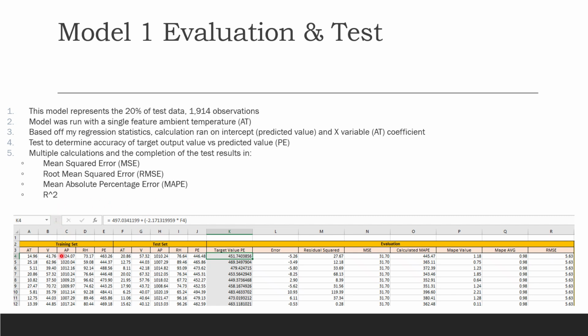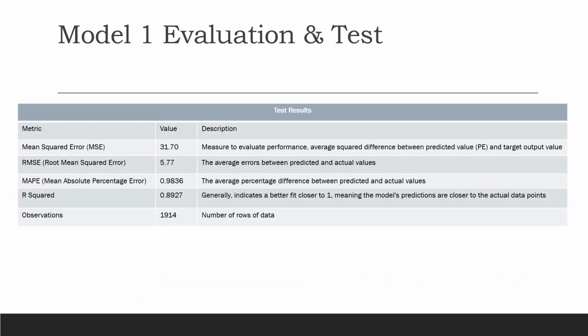And this screenshot just shows you the calculation and the coefficient that was used for that intercept, which is the basis to get to the multiple metrics that we need for evaluation. So our Model 1 evaluation and test indicated our mean squared error, our root mean squared error, our mean absolute percentage error, and our R squared. Our outputs, my outputs based off the calculations I used in Excel, and a description, again, of what those metrics are trying to indicate to us.